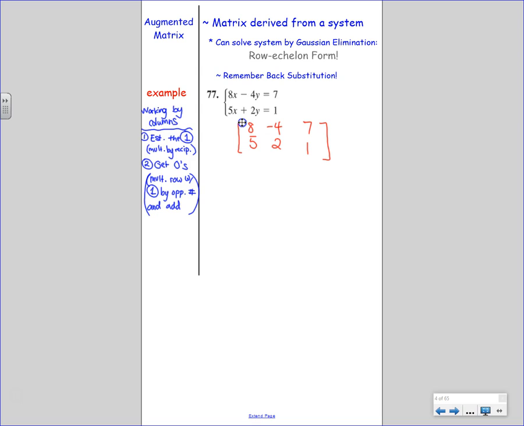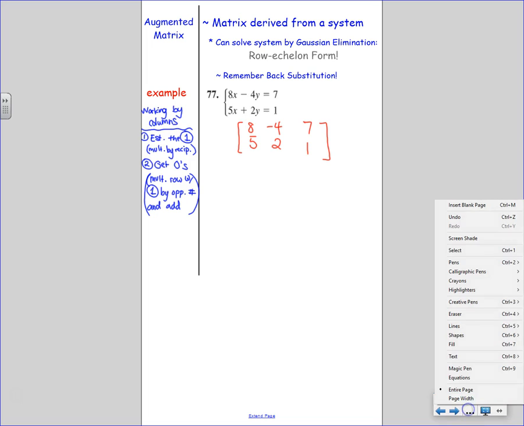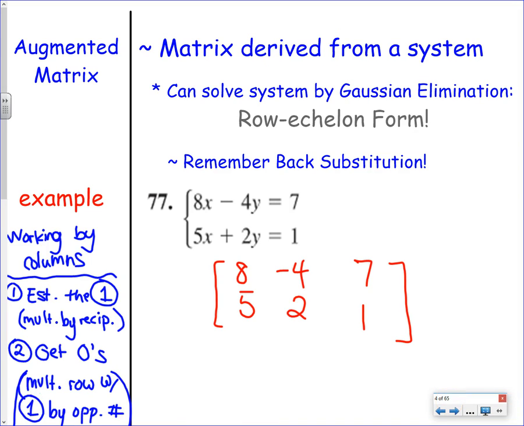If I need the 8 to become a 1... wait, we did this when we were doing equations. If we needed the 8 to become a 1, what would we do to everybody? Divide by 8. Okay, so I'm going to show some notation as to what I'm doing. These are actually called row operations.